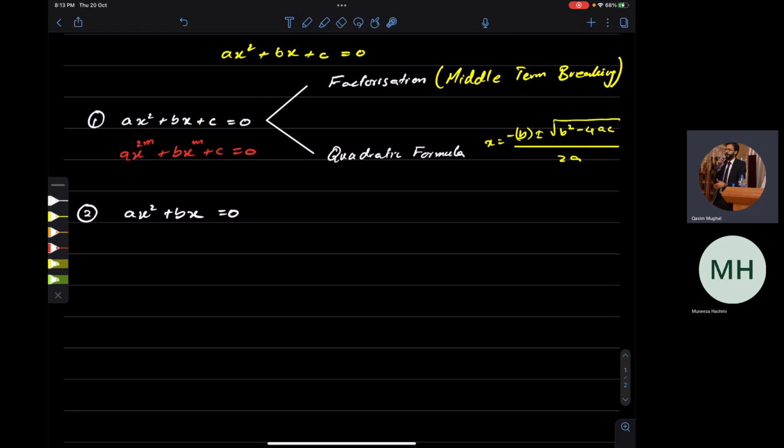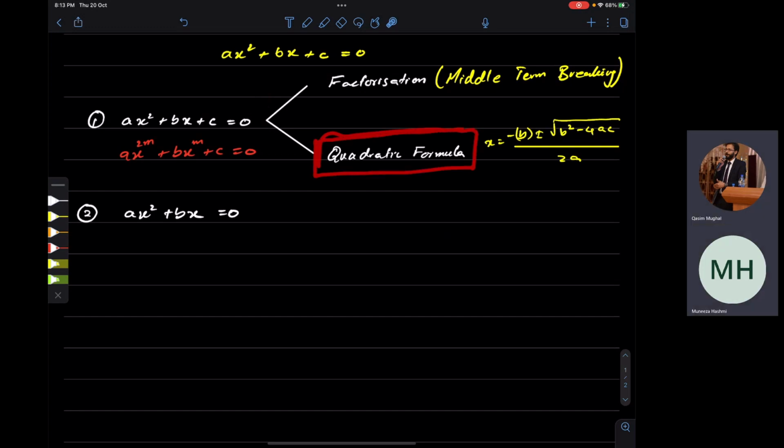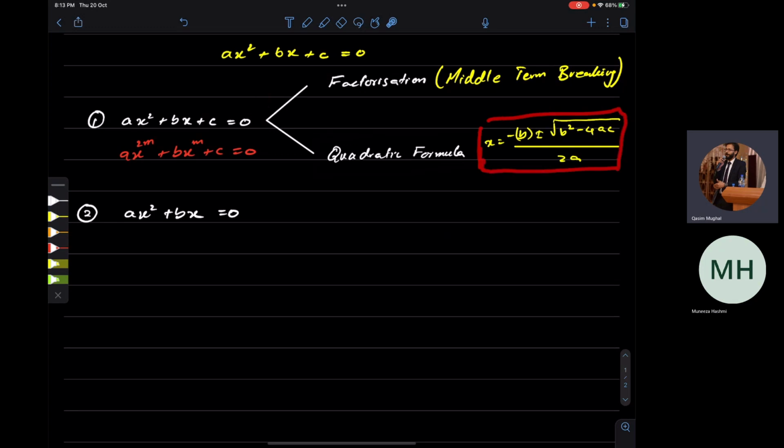Although you can solve this one by using the quadratic formula, that won't be wise because the formula is designed for the full form. Because it has zero involved, you don't have to use this big machinery to sort out this tiny stuff. You're simply going to factorize it and then solve it. And when I say factorization over here, I don't mean middle term, which is only for a three-term quadratic. Over here there are two terms, so either you take common, or you see if you can write them as a difference of squares, then apply the third identity, or handle it accordingly.